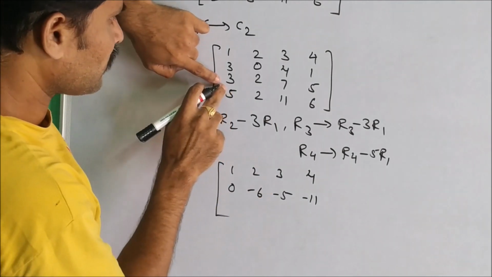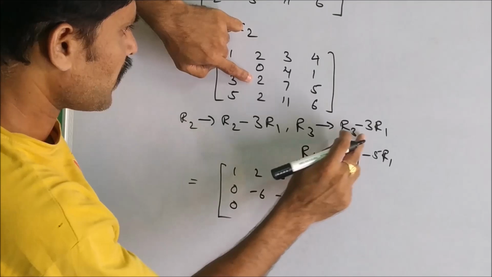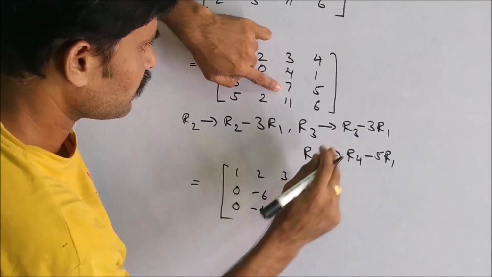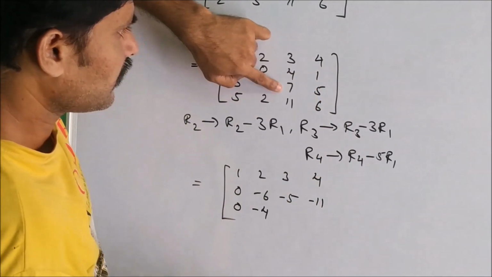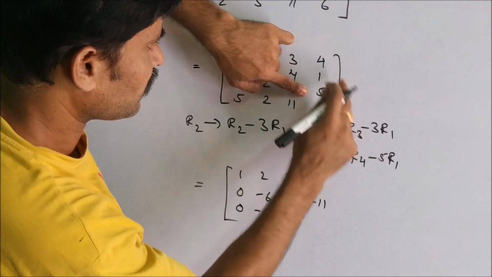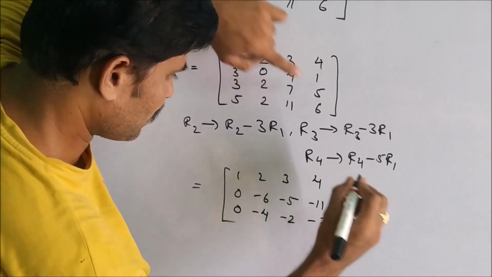Similarly in the third row, 3 minus 3 is 0. Next, 2 minus 3 into 2 is 2 minus 6, minus 4. Next, 7 minus 3 into 3 is 7 minus 9, minus 2. 5 minus 3 into 4 is 5 minus 12, this is minus 7.